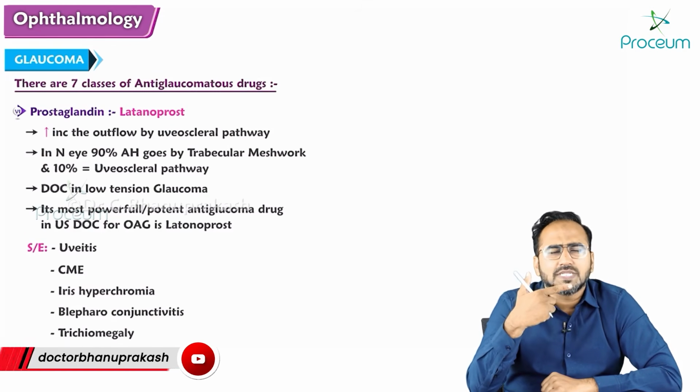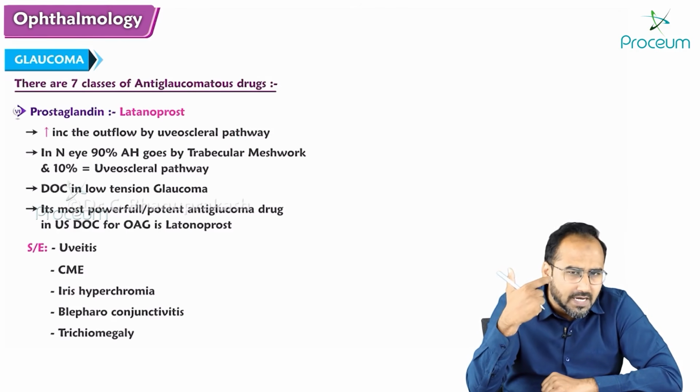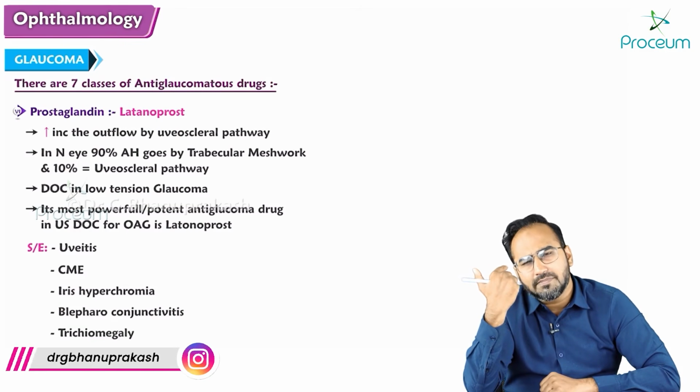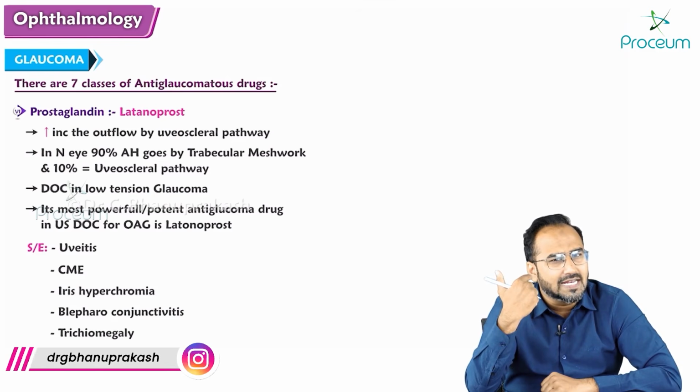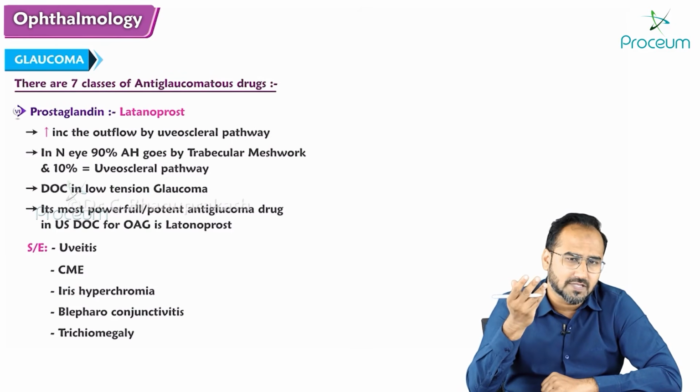After being formed from the ciliary body, it goes from the pars plicata into the posterior chamber, goes into the pupil, from the pupil into the anterior chamber, from there it goes to the angle, from there it goes to the trabecular meshwork, Schlemm's canal and episcleral veins. That is the normal pathway.